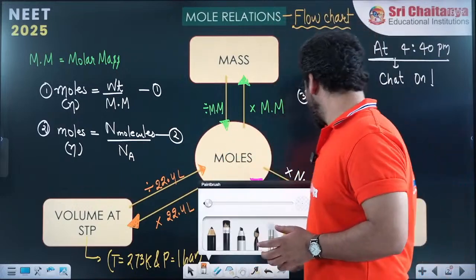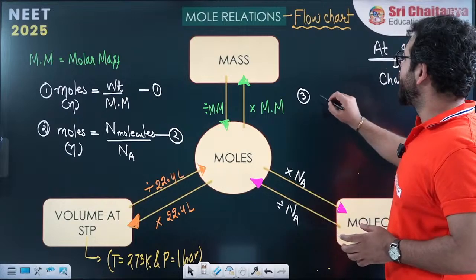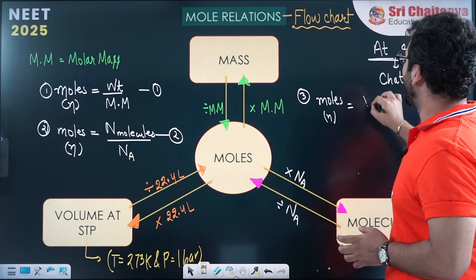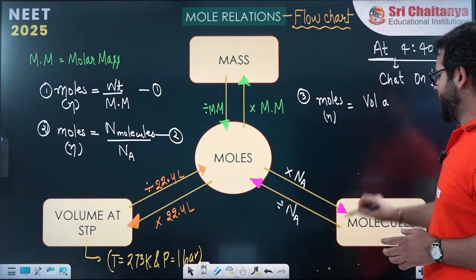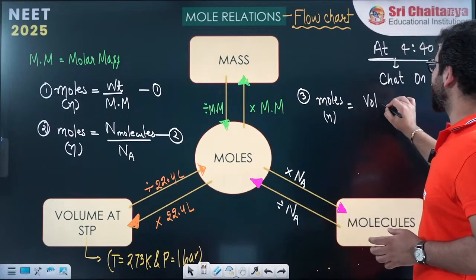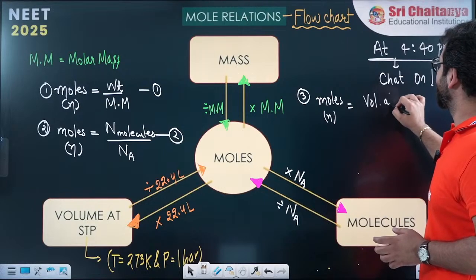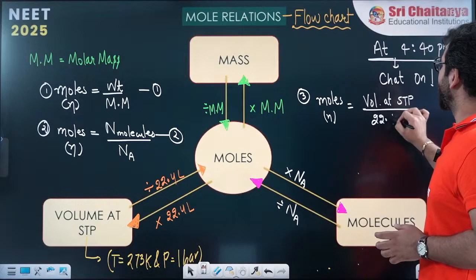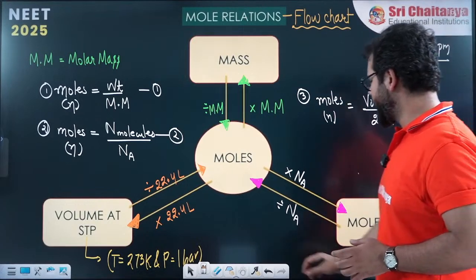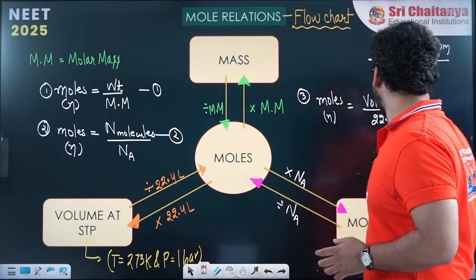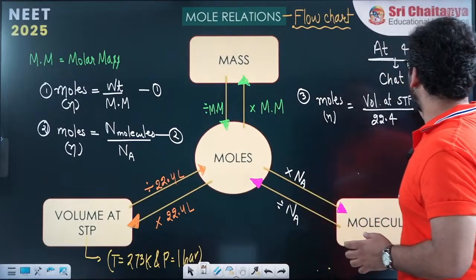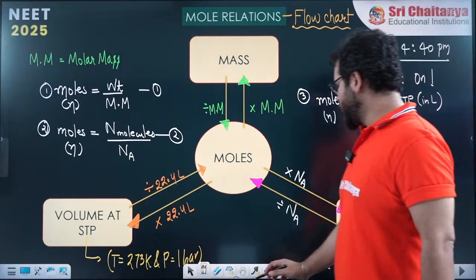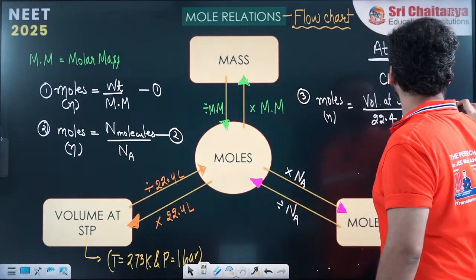So this is the third formula that you have: moles can also be written as volume given at STP divided by 22.4 liter. Volume by 22.4 liter. So volume must be given in liter, then only you will divide by 22.4 liter. So moles have 3 formulas for you now.